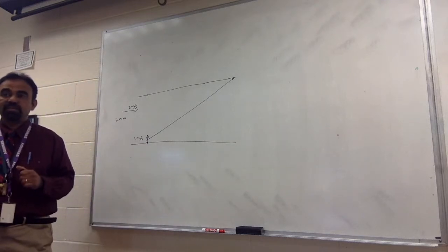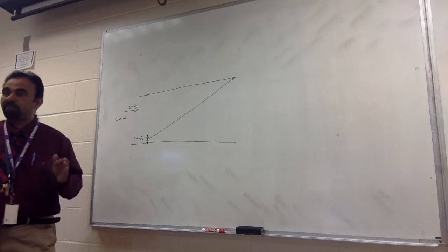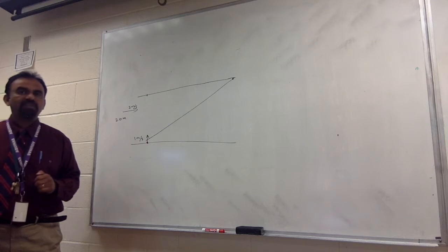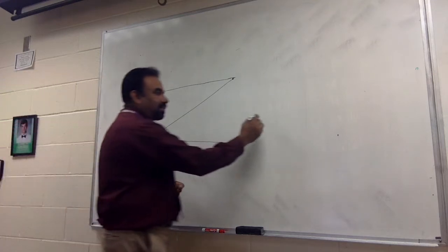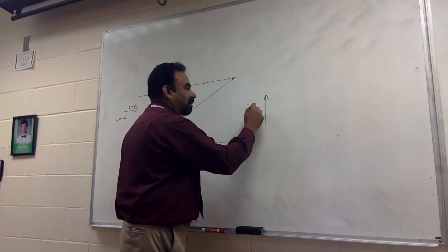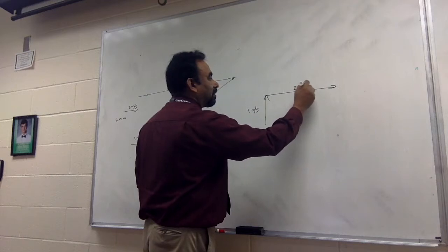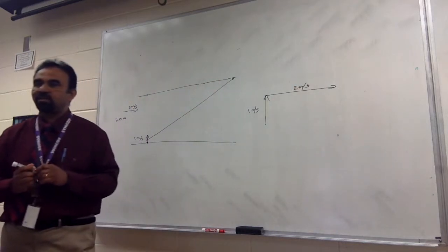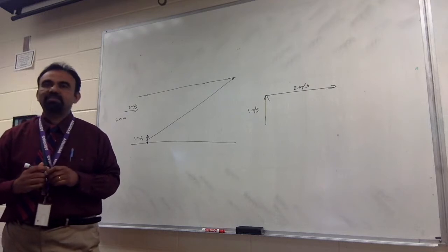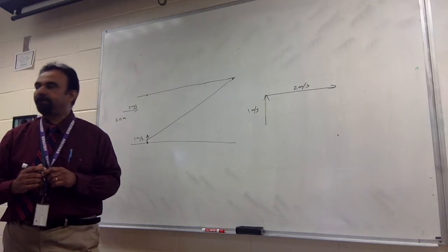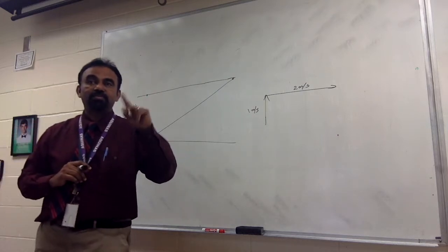Why are you landing over there? It's because the river is taking you. As you swim, the river is taking you. How fast are you actually swimming now? You are moving at 1 meter per second, but the river is taking you at 2 meters per second. What is the resultant velocity?